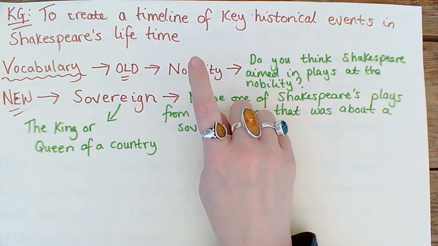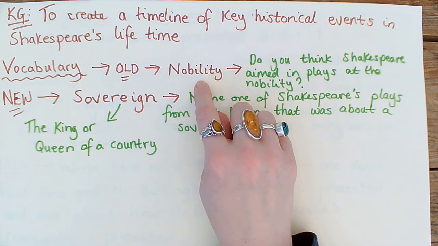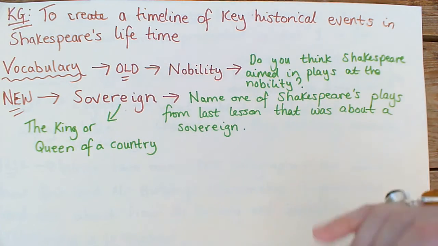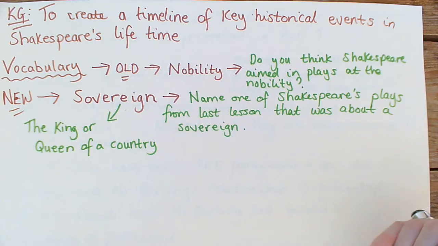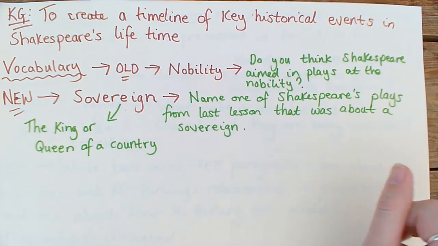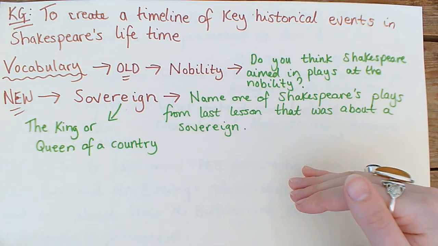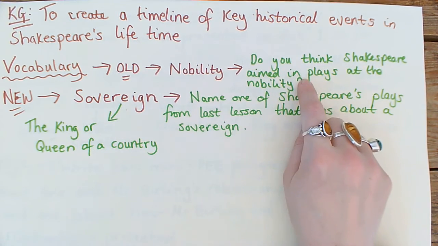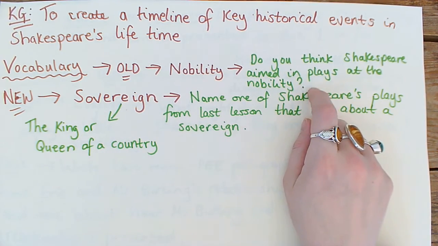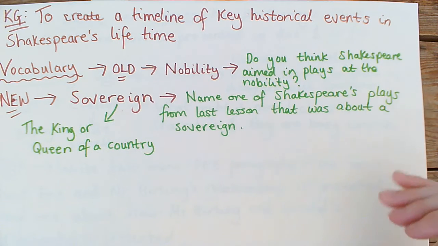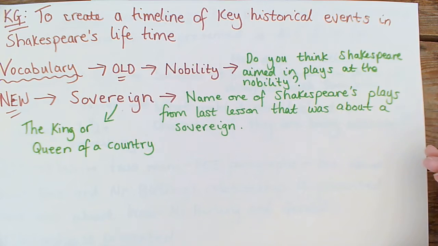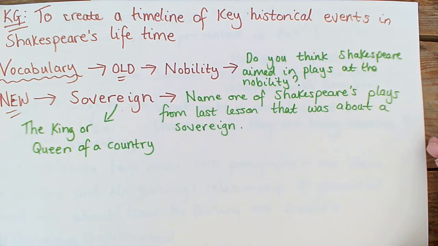Okay, so nobility. The nobility, hopefully you've been able to remember this, are your lords, ladies, dukes, duchesses. They're not your royalty, they're the next status below. Now the interesting thing about Shakespeare is that Shakespeare tried to write plays that anybody could access, whether you are a peasant, whether you are the sovereign of the country, or whether you are the nobility.